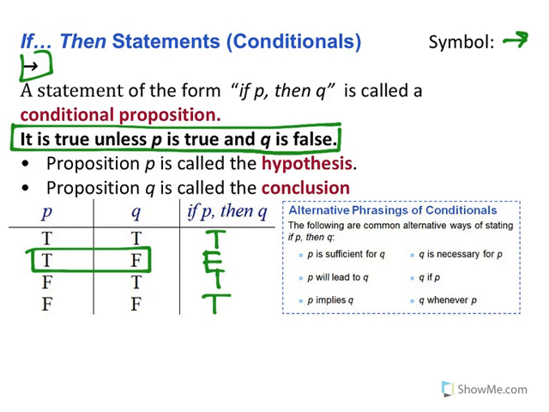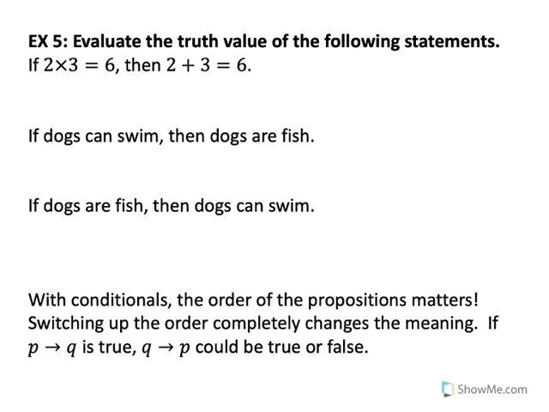These are just some alternative phrases of conditionals. You could use these words. It still means if P then Q. So if you have P is sufficient for Q, Q is necessary for P, P will lead to Q, Q if P, P implies Q, or Q whenever P. Those are all alternate ways or phrasings that you could use as a conditional statement.